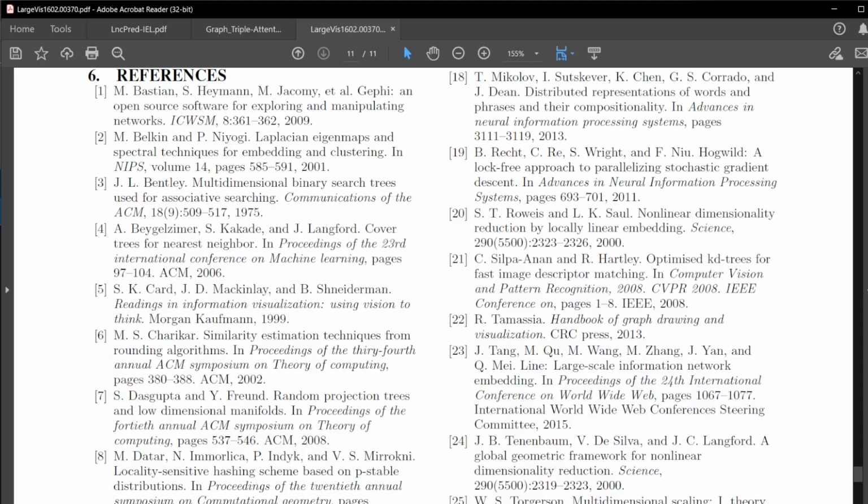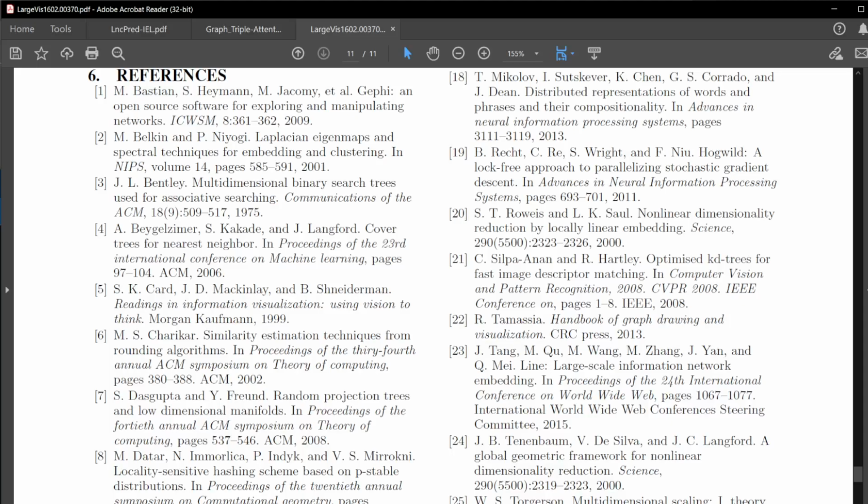8. M. Datar, N. Immorlica, P. Indyk, and V. S. Mirrokni. Locality-sensitive hashing scheme based on p-stable distributions. In Proceedings of the 20th Annual Symposium on Computational Geometry, pages 253 to 262. ACM, 2004. 9. W. Dong, C. Moses, and K. Li. Efficient k-nearest neighbor graph construction for generic similarity measures. In Proceedings of the 20th International Conference on World Wide Web, pages 577 to 586. ACM, 2011.